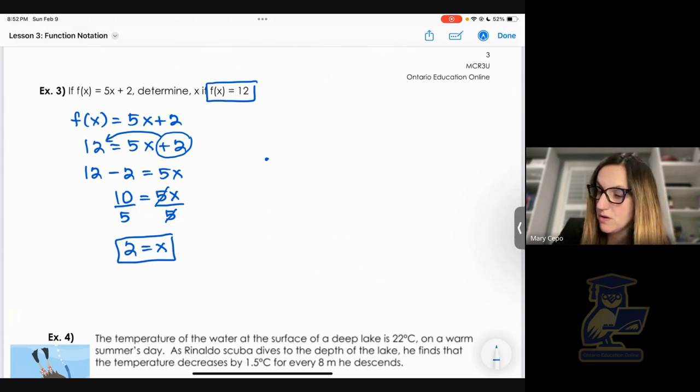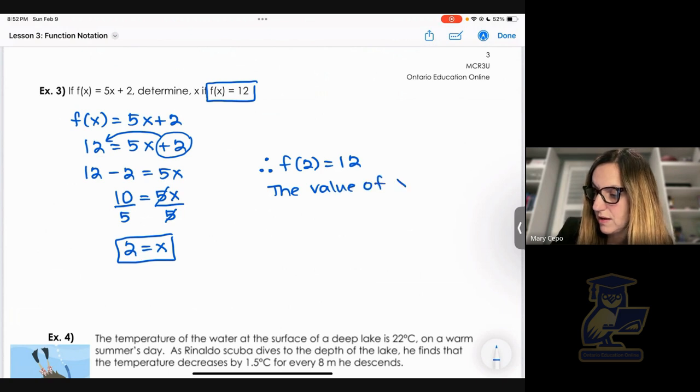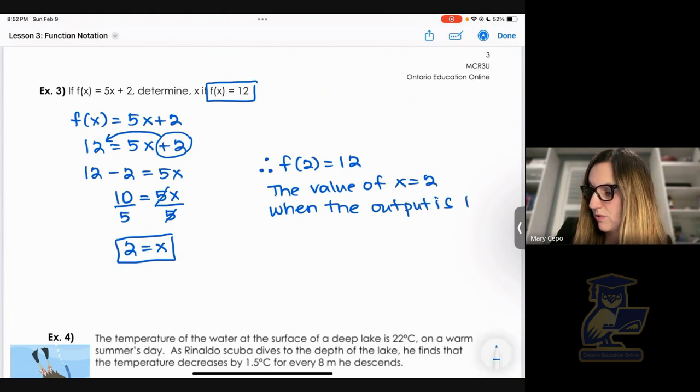So therefore, f at 2 is equal to 12. The value of x is equal to 2 when the output is 12. X would be the input, and that was our unknown.